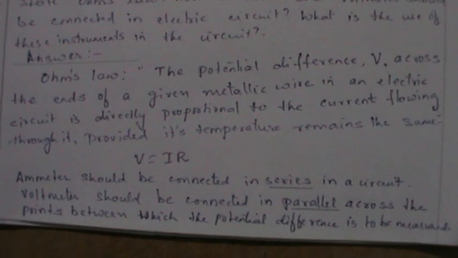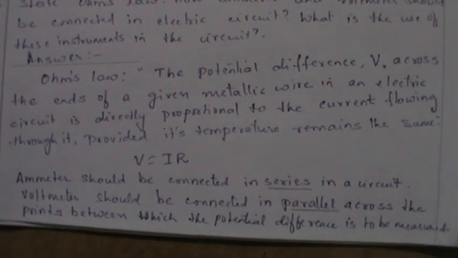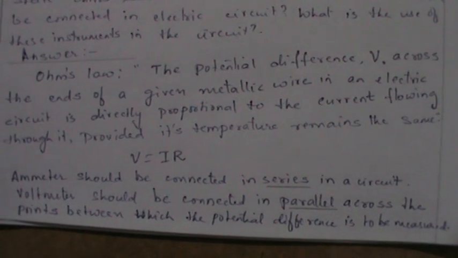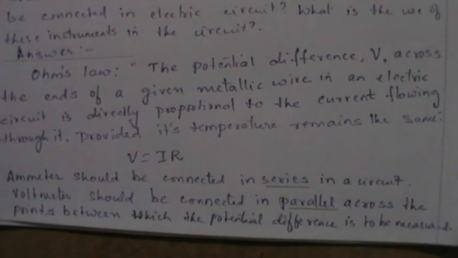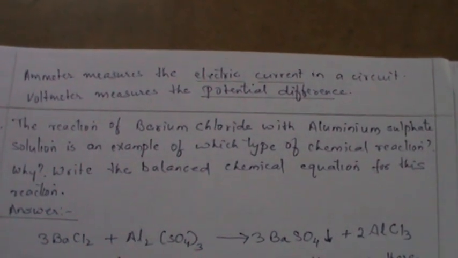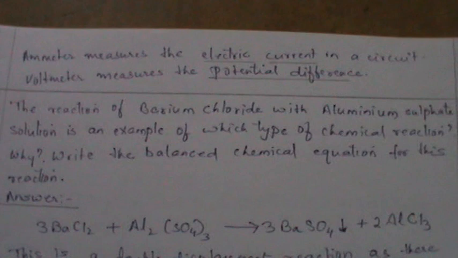Ammeter should be connected in series in a circuit. Voltmeter should be connected in parallel across the points between which the potential difference is to be measured. Ammeter measures the electric current in a circuit. Voltmeter measures the potential difference.